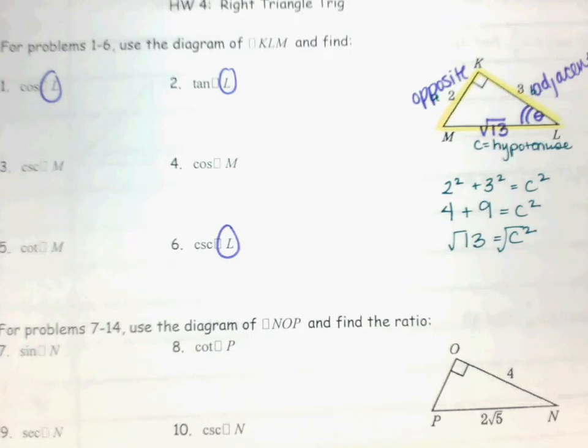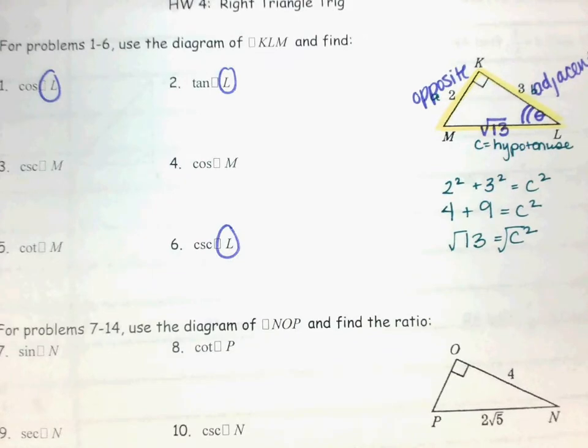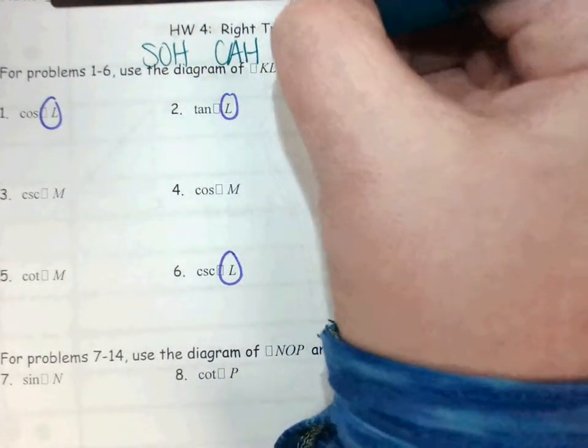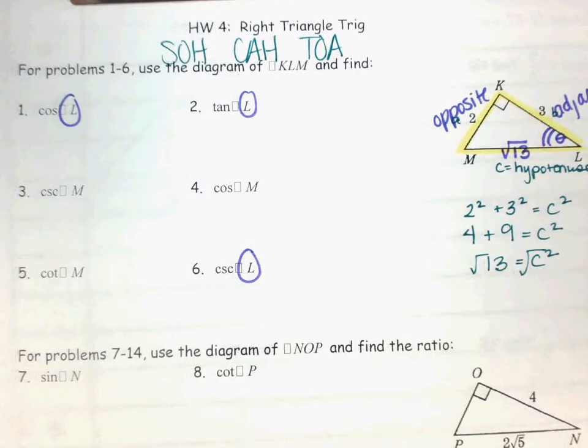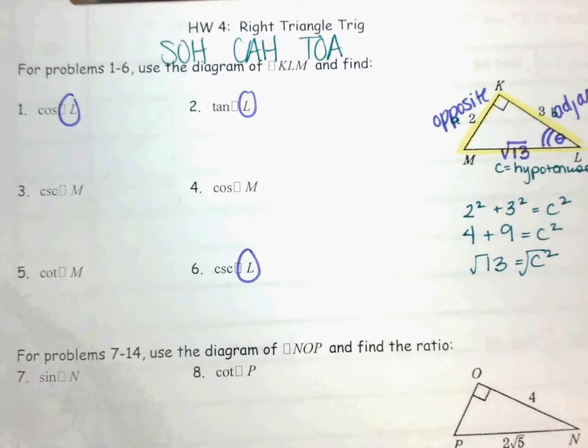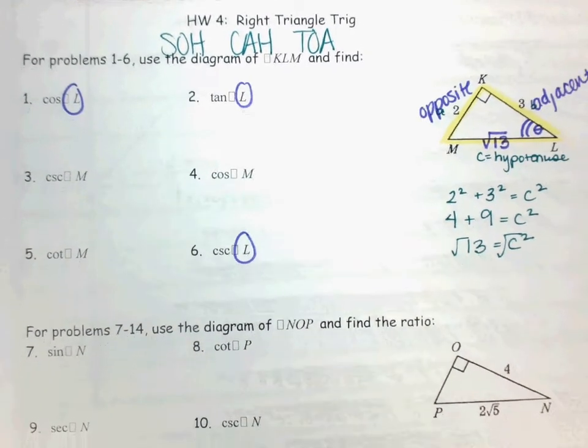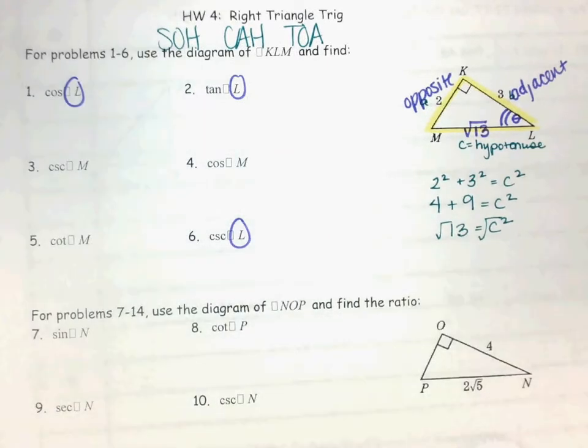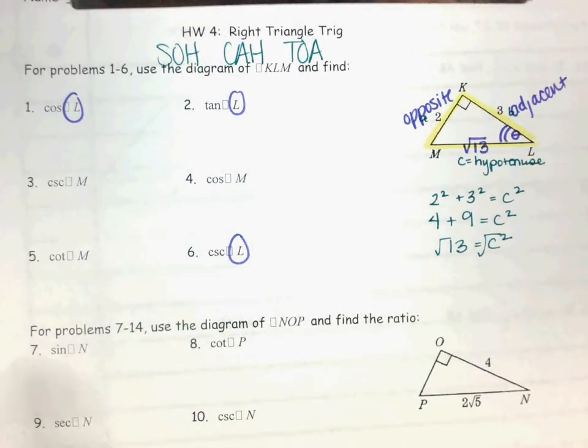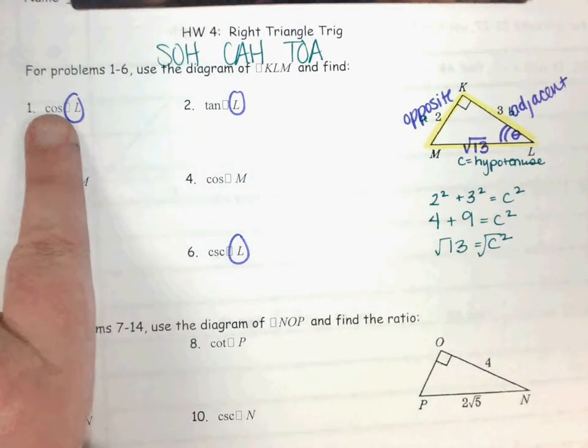Okay, so then at the top, SOHCAHTOA. Let's see if we remember what we did Friday. Okay, so SOHCAHTOA. Sine is opposite over hypotenuse. Cosine is adjacent over hypotenuse. Tangent is opposite over adjacent. So let's do cosine first.